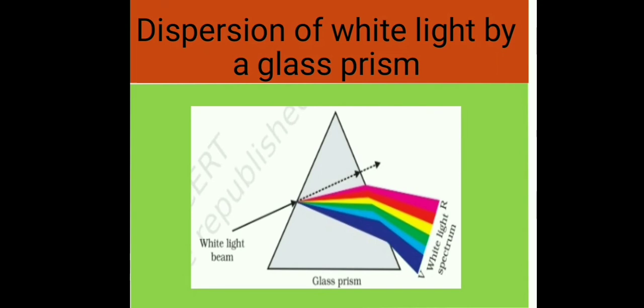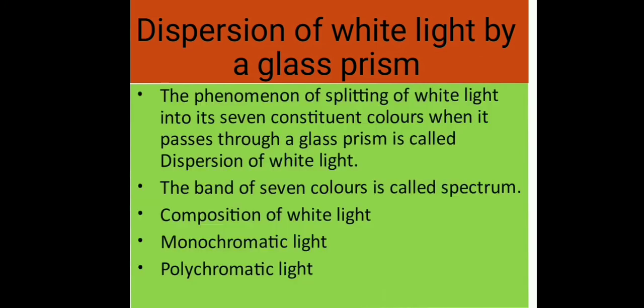Dispersion of white light by a glass prism. The phenomenon of splitting of white light into its 7 constituent colors when it passes through a glass prism is called dispersion of white light. The various colors seen are violet, indigo, blue, green, yellow, orange, and red. The sequence of colors is remembered as VIBGYOR. The band of 7 colors is called the spectrum.